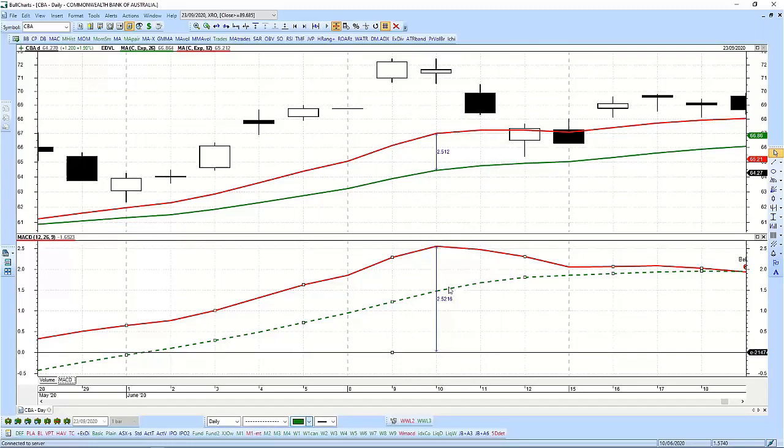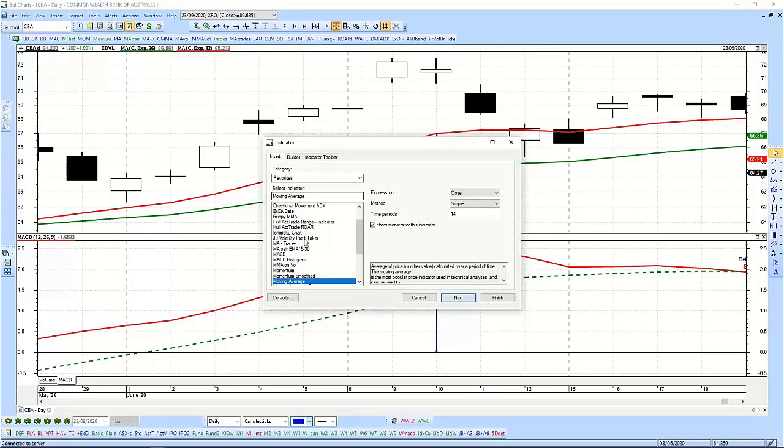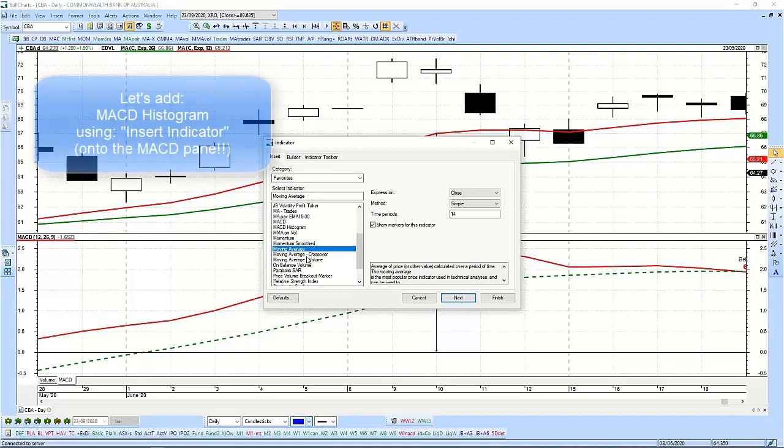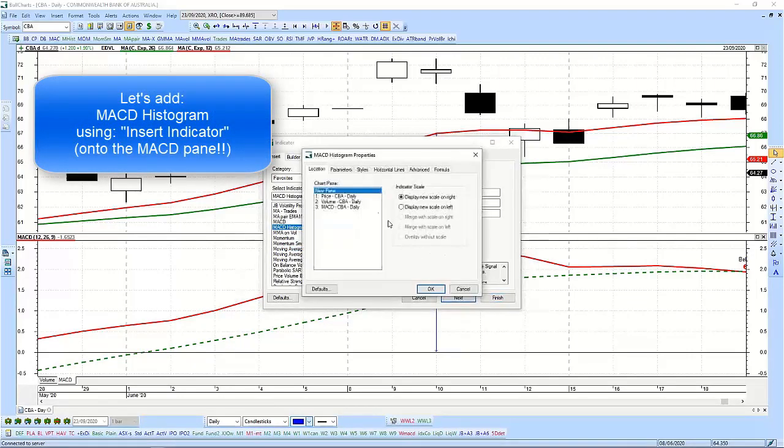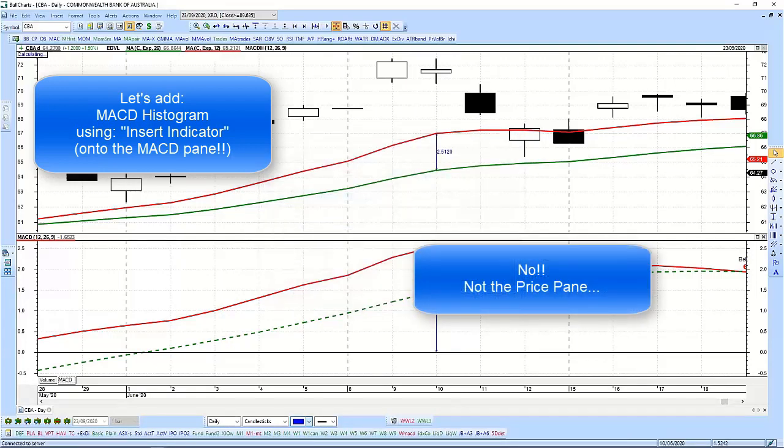And this green line is a moving average of that line, the red one. So the red one, the difference between two moving averages of price, the green one, a moving average of that. And the usefulness is, let's also add, just to help clarify something else and hopefully not make it more confusing, the MACD histogram. And I'll make sure it goes onto the price pane, merging with the price scale.